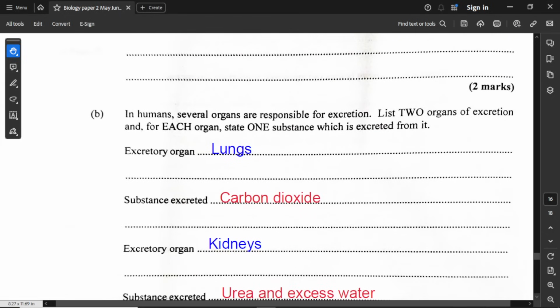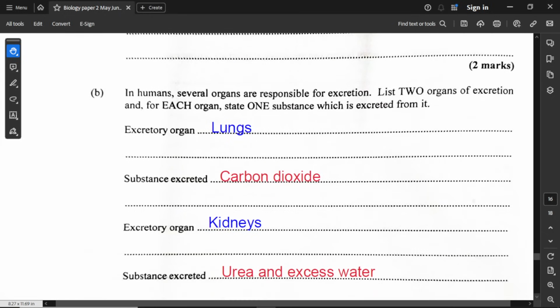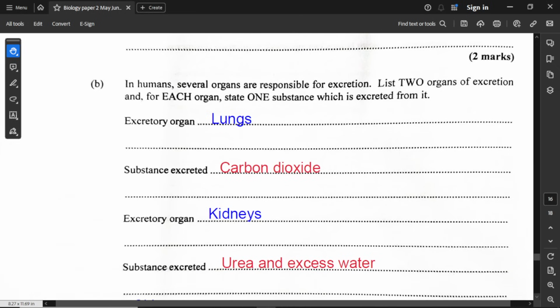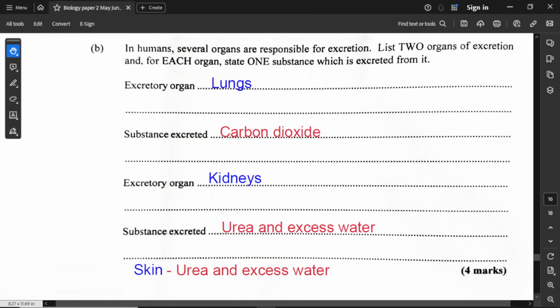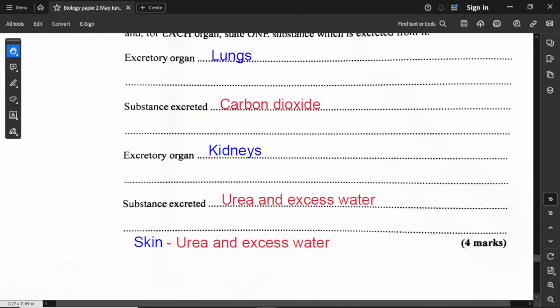All right. And it said part B, in humans, several organs are responsible for excretion. All right. So list 2 organs of excretion, and for each organ, state one substance which is excreted from it. So, for example, the excretory organ, which is the lungs. All right. And the substance released from the lungs is carbon dioxide. Remember that carbon dioxide is produced by the metabolic process of respiration. We also have kidneys, and kidneys will release urea and excess water. And urea comes from the process of deamination. It's a chemical process, so it's metabolic.